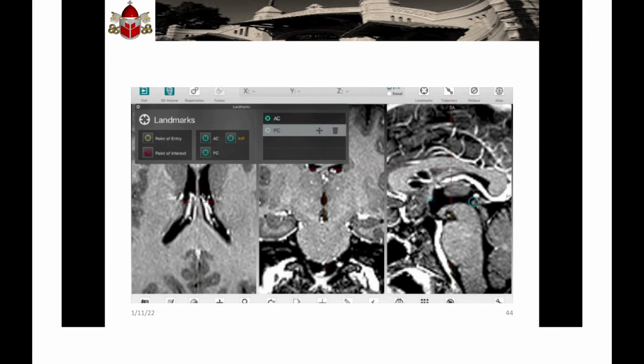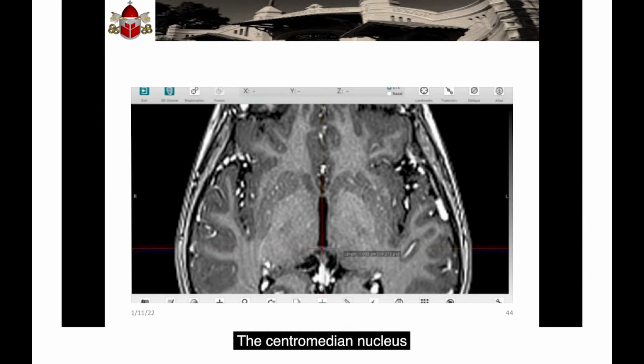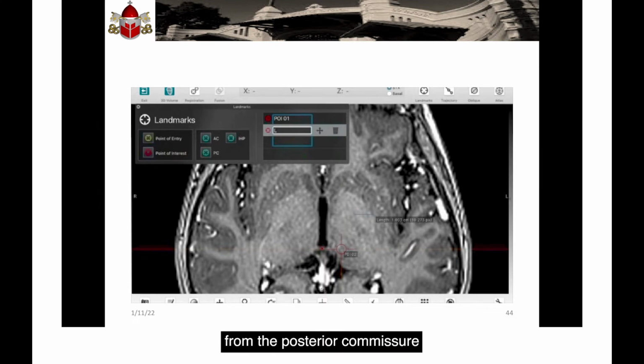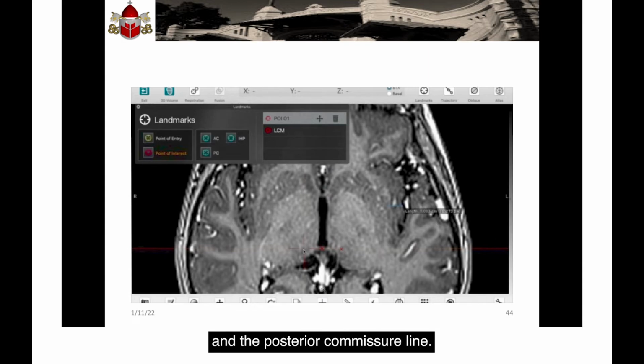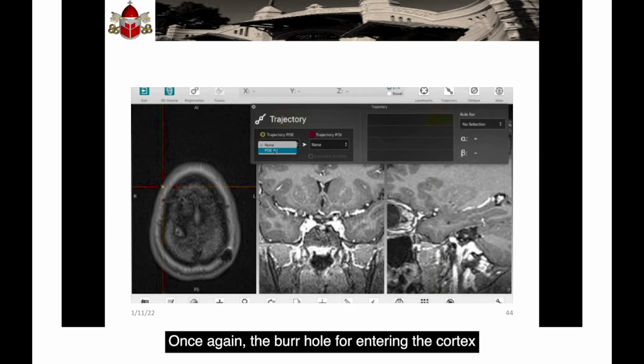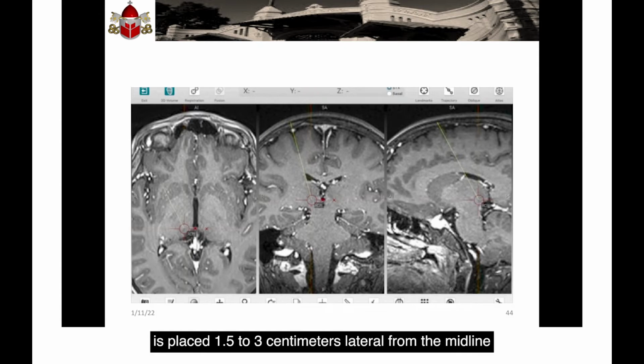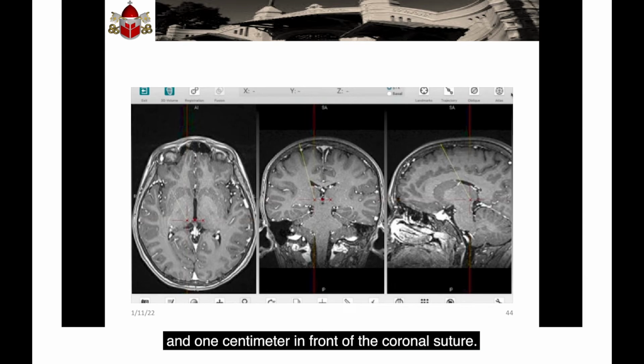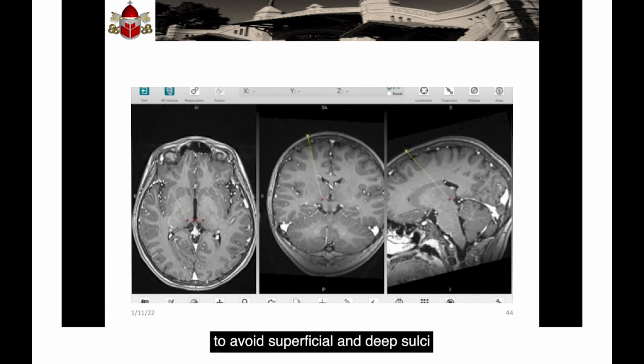The centromedian nucleus is located 10 millimeters lateral from the posterior commissure, at the level of the anterior commissure and posterior commissure line. Once again, the burr hole for entering the cortex is placed 1.5 to 3 centimeters lateral from the midline and 1 cm in front of the coronal suture. But adjustments may be needed to avoid superficial and deep sulci and major vascular structures.